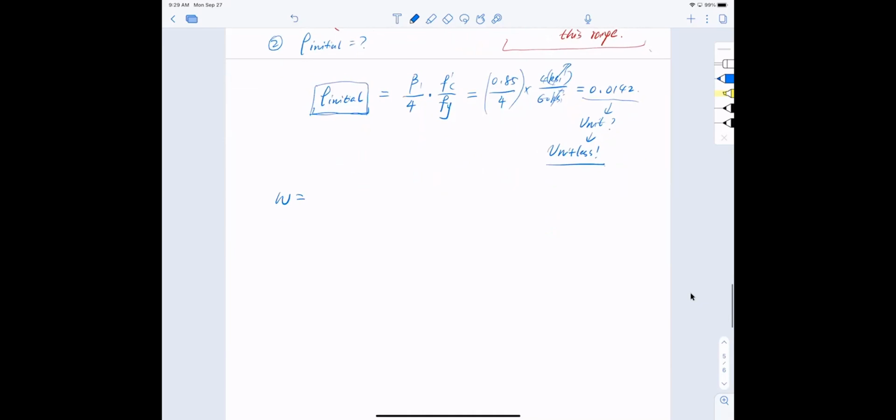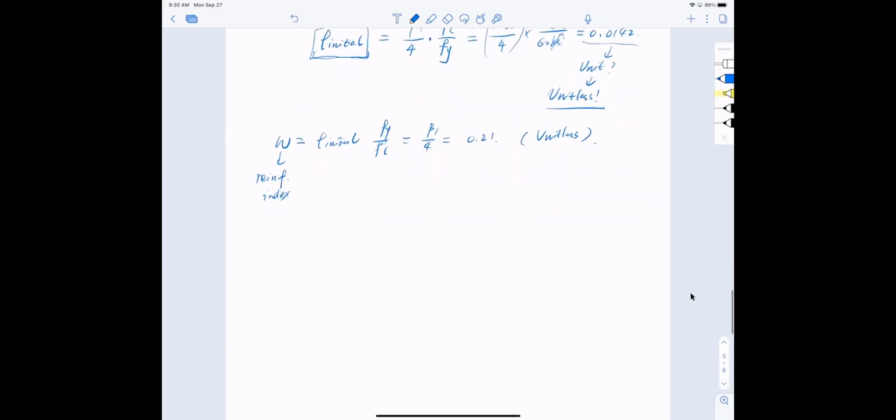And omega, don't forget, is called the reinforcement index. That is rho initial multiplied by fy divided by f prime c. But it is also beta1 over 4. So that is roughly equal to 0.21. And again, unitless. No units, very important.